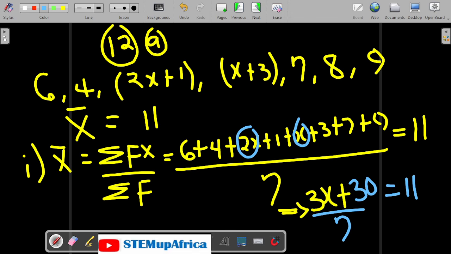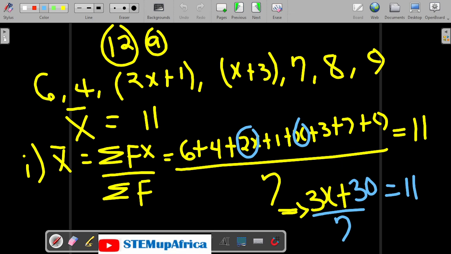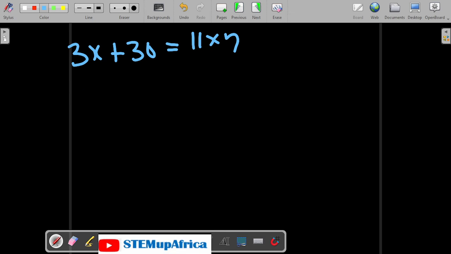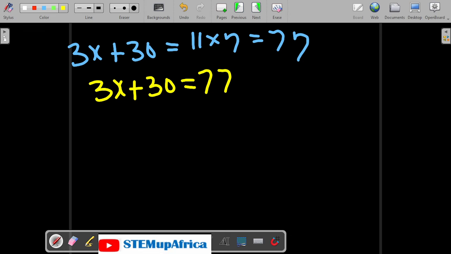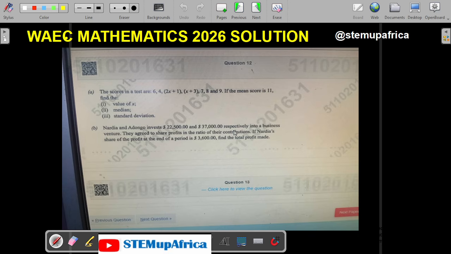So to find x, I will simply cross multiply. I will have 3x plus 30 is equal to 11 times 7, that will give us 77. So I can find x from here by collecting like terms. So I'm having 3x equals 77 minus 30. That will give us what? That will give us 47.